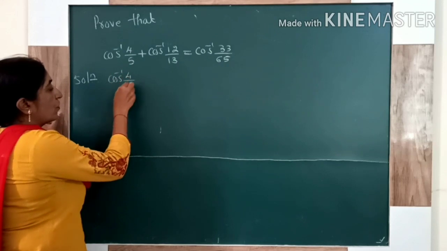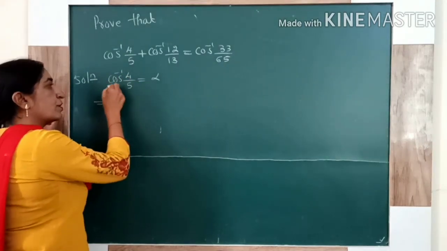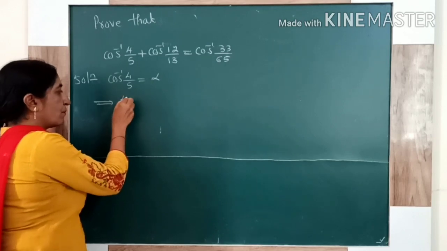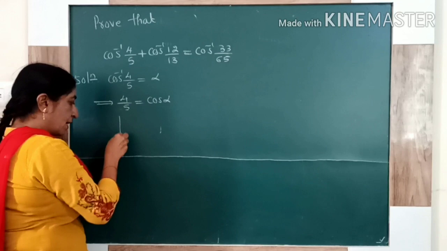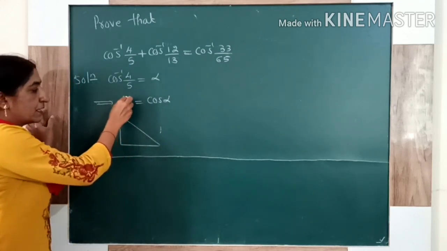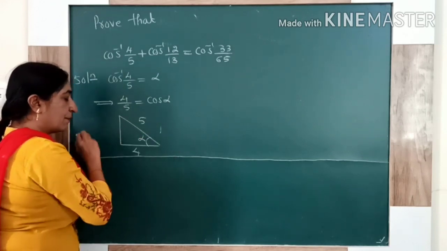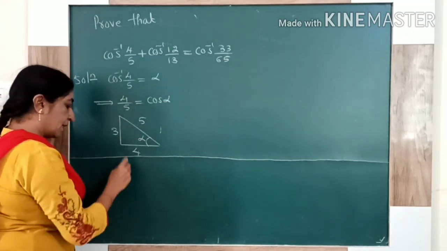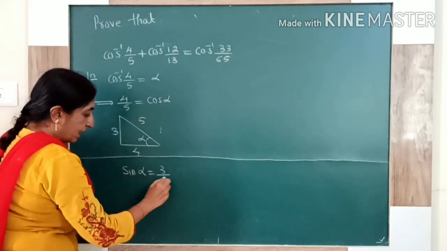Cos inverse 4 by 5 I am writing as alpha. So this implies, taking cos inverse on that side, 4 by 5 is equal to cos alpha. Mark this in the right angle triangle. You are familiar, cos is adjacent upon hypotenuse. And with the help of triplets, this will be 3. Then what is sin alpha? Sin alpha is 3 by 5.